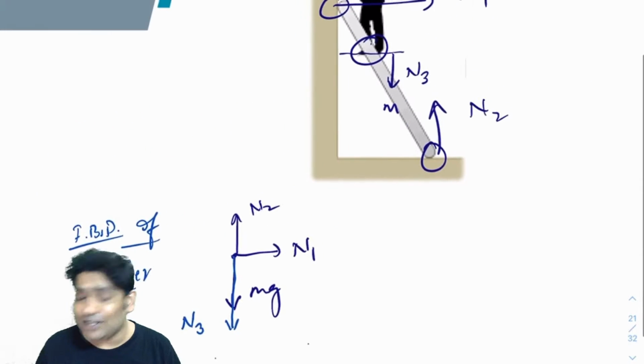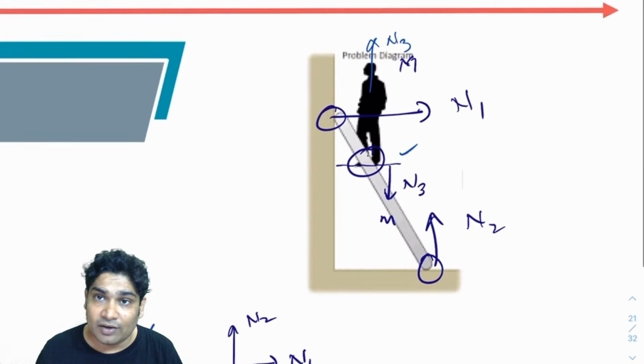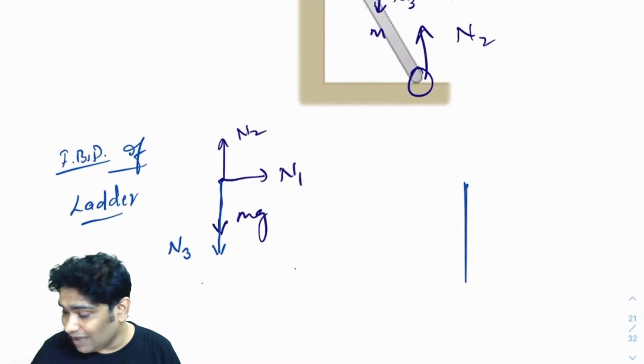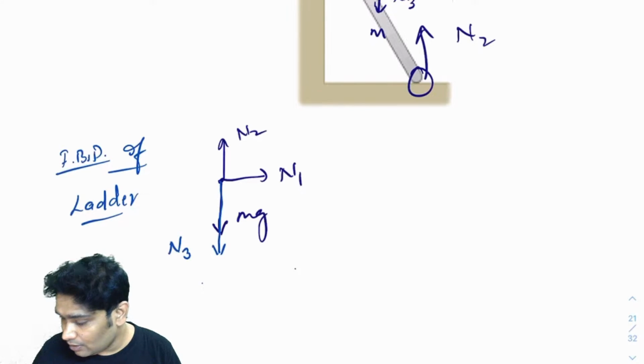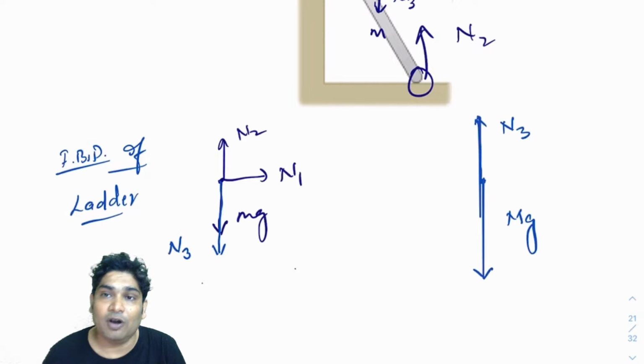Alright, now FBD of man is very, very simple. It will have a normal reaction from here, so N3, and it will have its own weight. So FBD of man is very, very simple. The man would feel a force of capital Mg and then a force of N3 upwards. Alright, this is the FBD of the man.